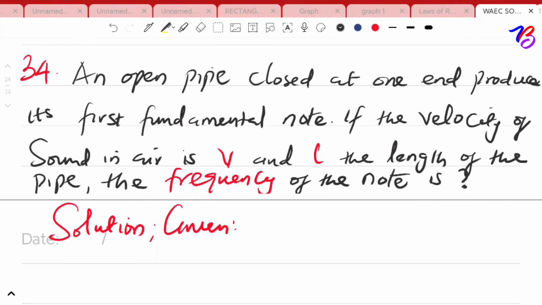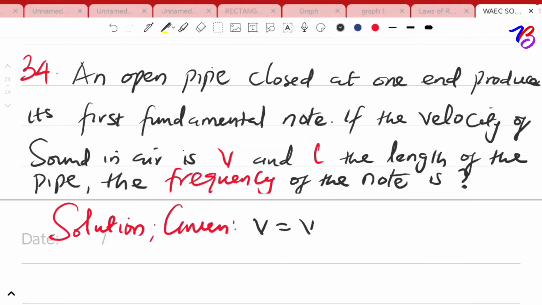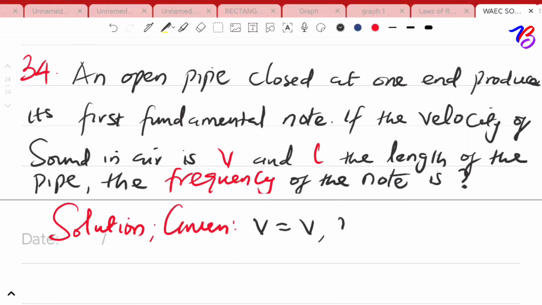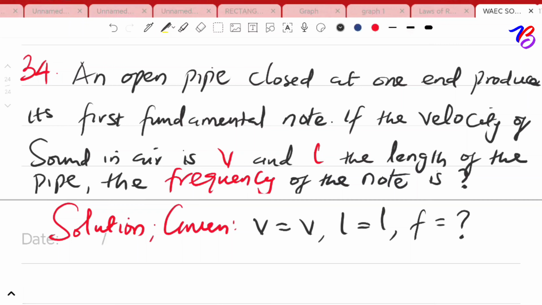So solution. From the given data, you observe our velocity of sound is given to be V. That is our first Triune component. So V is equal to V. Okay? Then our length is given to be L. So length L is equal to length, of course, in meters. Okay? Then the frequency of the note is unknown. So F is unknown.